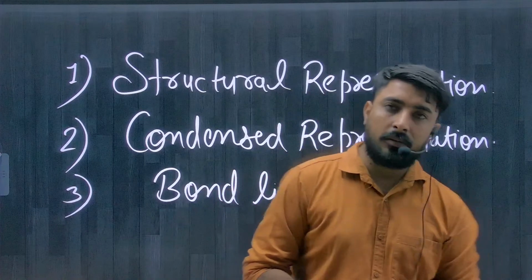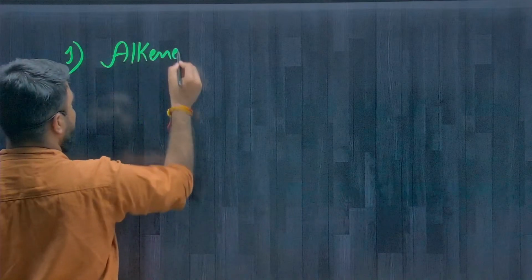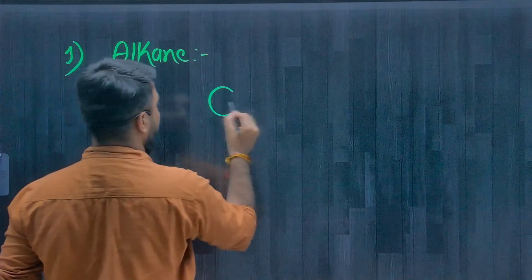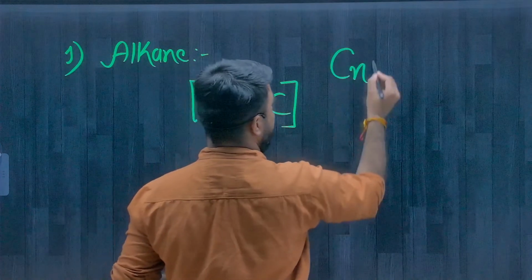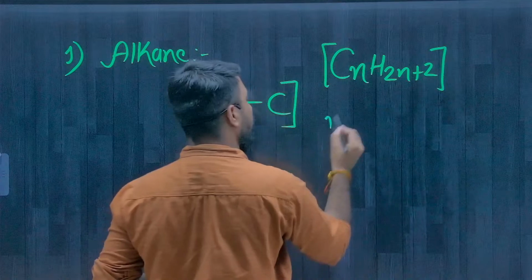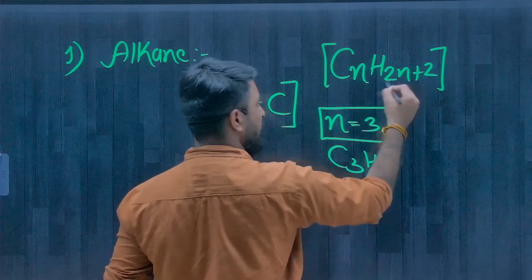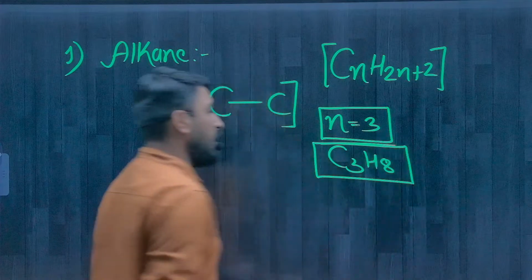So we start from hydrocarbon and take an example of alkane. First we write the formula of alkane. As you know, when a single bond is formed between carbons, it is called alkane. The general formula of alkane is CnH2n+2. So we put the value of n equal to 3. So C3, 3 times 2 is 6, 6 plus 2 is 8. So the value of hydrogen for 3 carbons is 8.